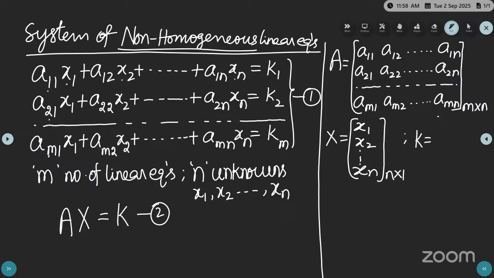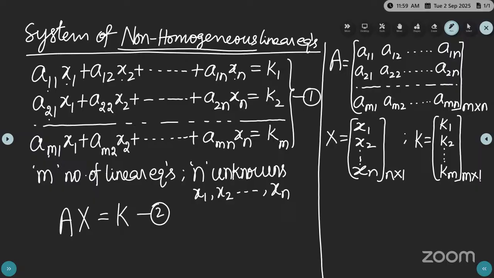And k equals k1, k2, and so on up to km, of order m by 1, is known as the constant matrix, or the non-homogeneous matrix. Okay. Say yes or no.